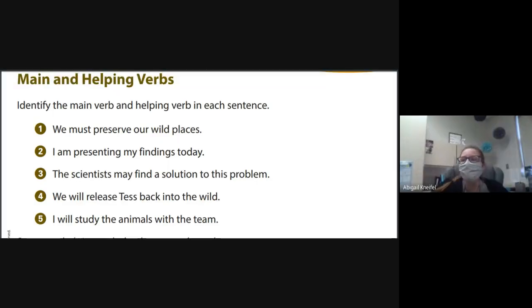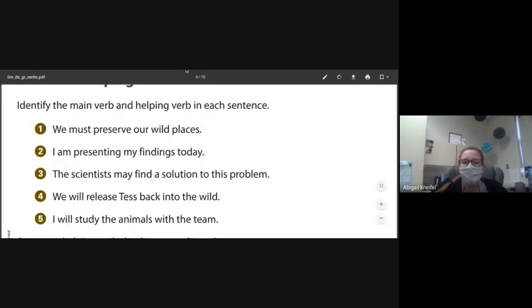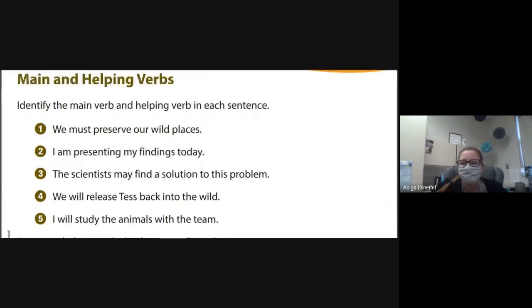We will release Tess back into the wild. Will is our helping verb. So what is our main verb in number 4? You wrote realize, Evan. Mark and Rochelle have it. Eden has it. It is release. That is our main verb.